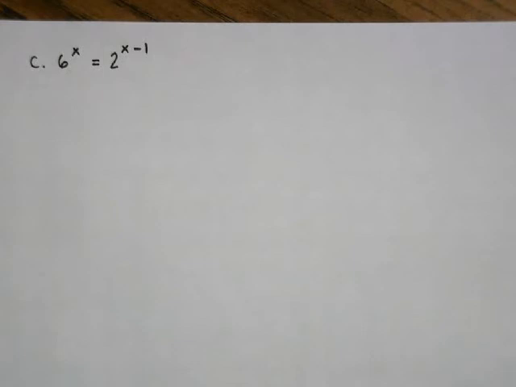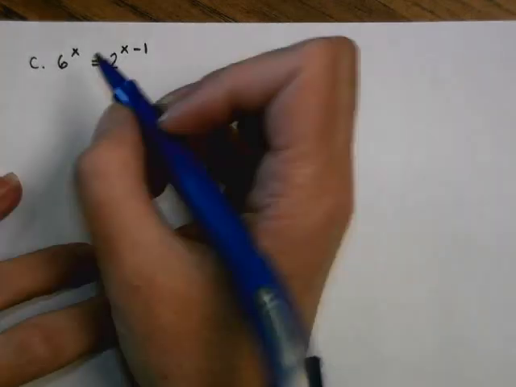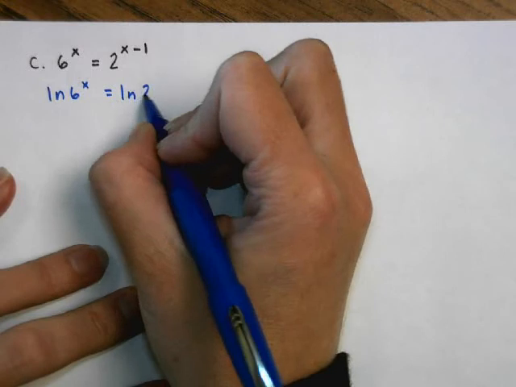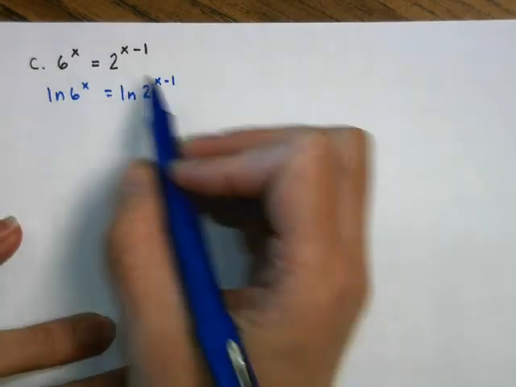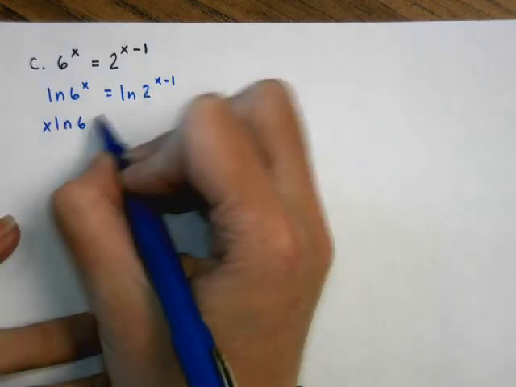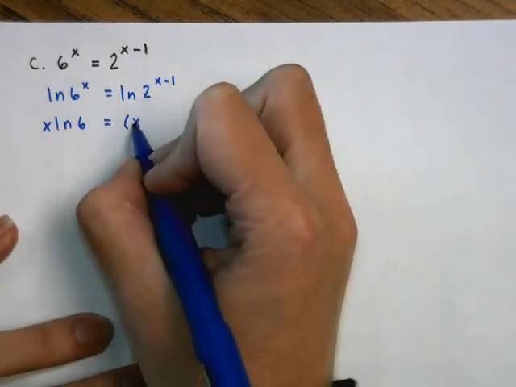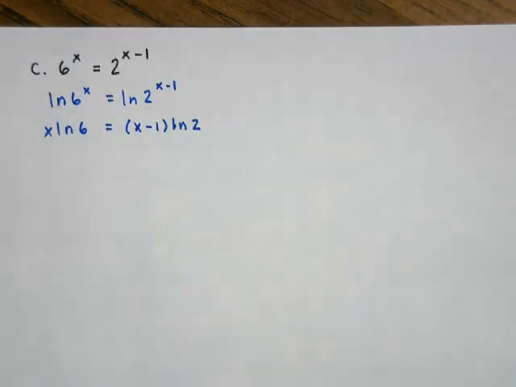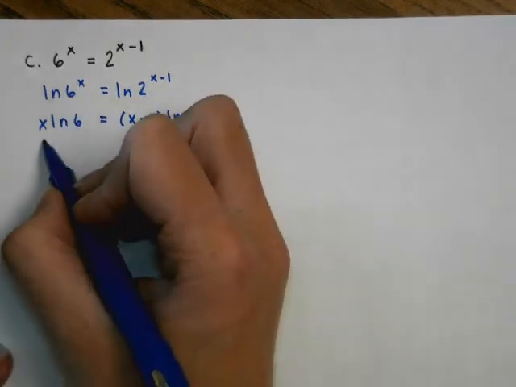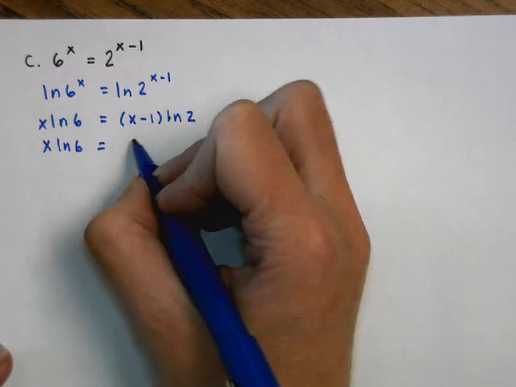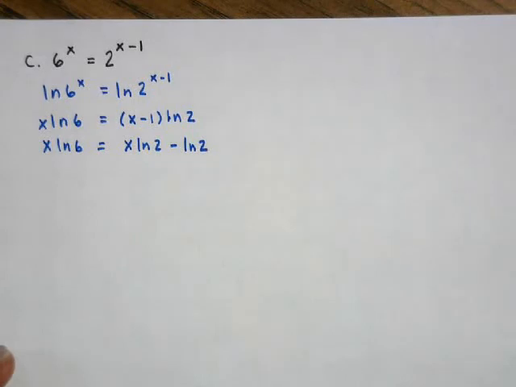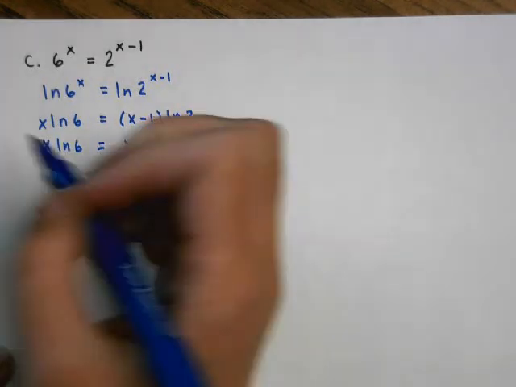Our next one, 6 to the x equals 2 to the x minus 1. So again, I'm going to take the log of both sides, which allows me to bring the exponents down. Here, be sure to put this x minus 1 in parentheses, because it's going to get multiplied by both of them. Okay, so I'm going to distribute on this side. So I'm going to have x natural log of 6 equals x natural log of 2 minus the natural log of 2. I'm going to move everything that has an x to one side, so I'm going to subtract that.